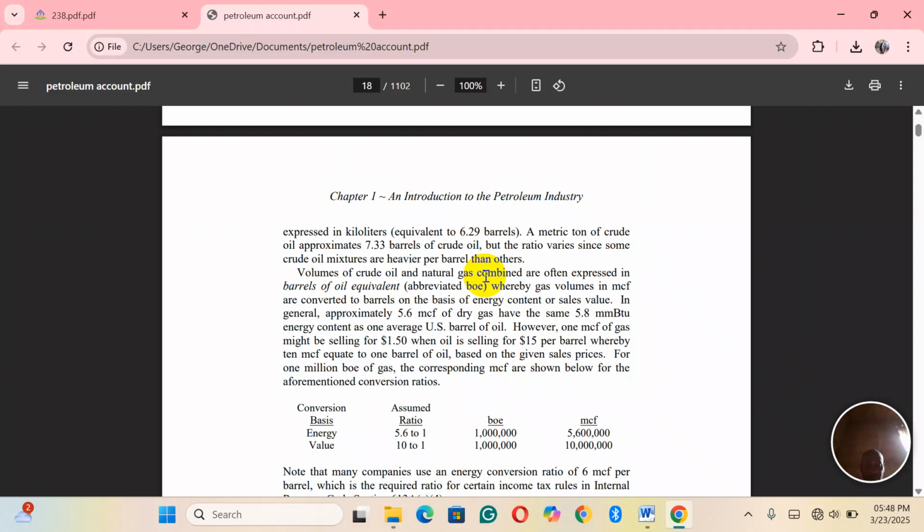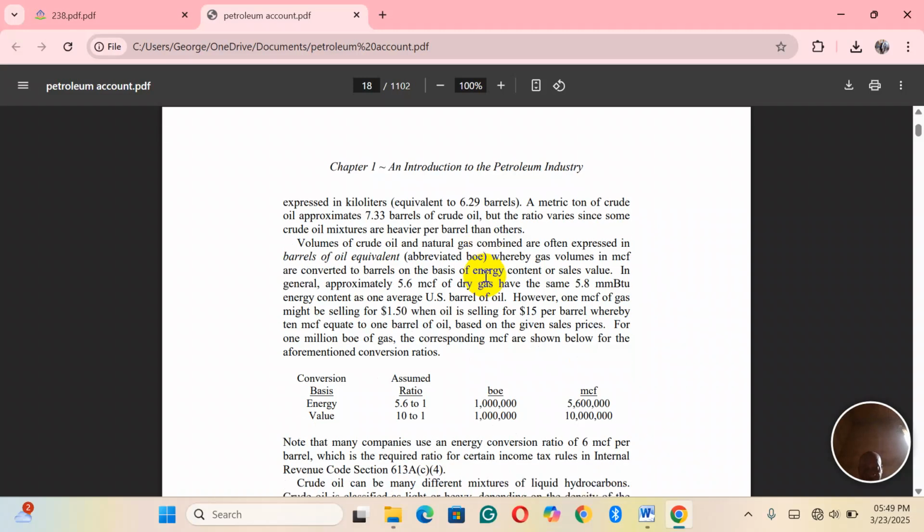contained as one average US barrel of oil. However, 10 MCF of gas is equal to 1 barrel of oil based on the given sales price. For 1 million barrels of oil, the corresponding MCF are shown below.